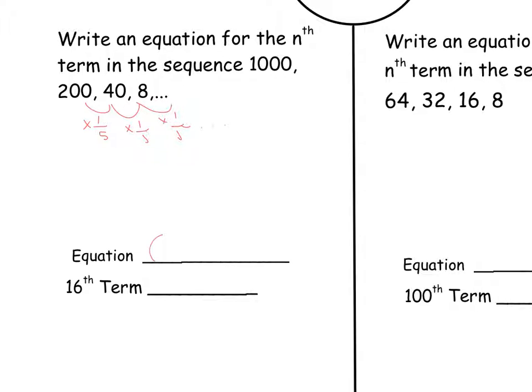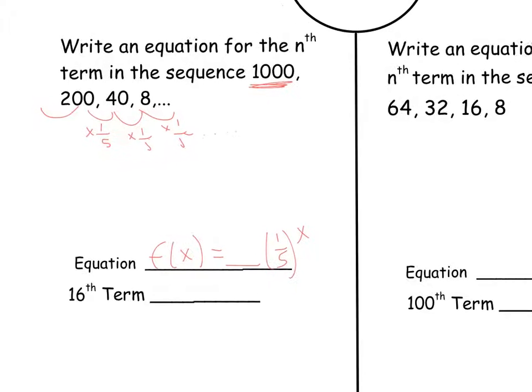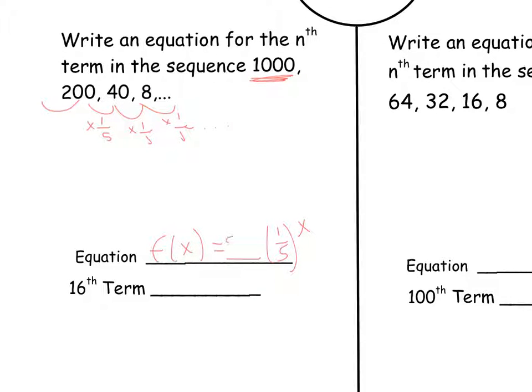So here I know I'm going to have f of x equals something times 1/5 to the power of x. So now if I work backwards from actually 1,000, what times 1/5 equals 1,000? We'll reverse it and say 1,000 divided by 1/5 equals 5,000. So 5,000 is actually my zero term. So my equation then would be f of x equals 5,000 times 1/5 to the power of x. Then to find the 16th term, I would plug in 16 for x, and I get a very small number, so in scientific notation, that is 3.3 times 10 to the -8th.